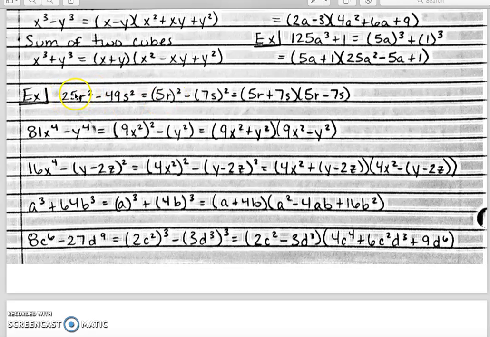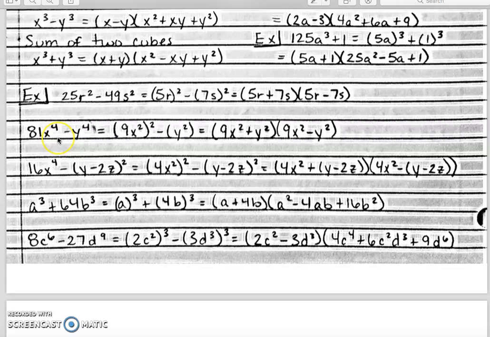So 25r squared is the same as 5r all squared, because 5 squared is 25 and r squared is r squared. Same thing on the 49s squared. I went ahead and took the square root of both of those terms, and I get 7s all squared. Again, 7 squared is 49, s squared is s squared. So I didn't change my values at all, I just showed them in a different way. Now it's very clear that this is a difference of squares, and I know this factors into the square root of my first term plus the square root of my second term, times the square root of my first term minus the square root of my second term.